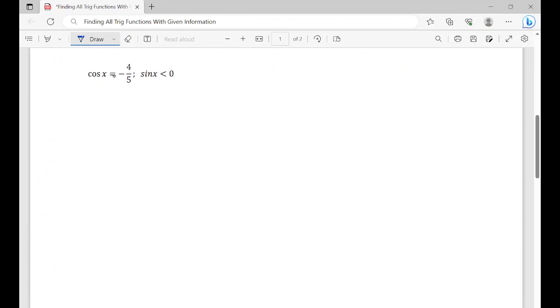Next, we have cosine equaling -4/5, and sine, well, it's negative, but it doesn't tell us the quadrant. But from this information, we can figure out the quadrant. So we know from this information, cosine is negative. Well, cosine is only negative in quadrants 3 and 2. And we know that sine is only negative in quadrants 3 and 4. So just from this information here, I can see that we are in quadrant 3.